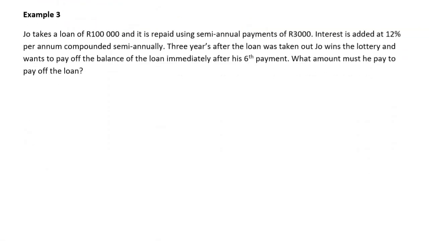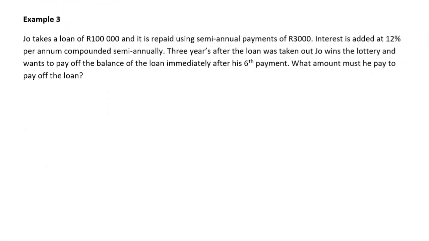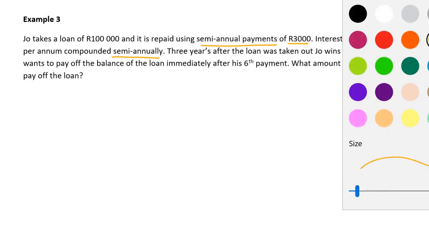Okay, let's look at our third example. Joe takes out a loan of 100,000 Rand and repays it semi-annually, 3,000 Rand, so that means twice a year. Interest is at 12% per annum compounded semi-annually, thank goodness. 3 years after the loan was taken out, Joe wins the lottery and wants to pay off the balance of the loan immediately after the 6th payment. What amount must he pay to pay off the loan? Okay, so this is a perfect balance of the loan type question.